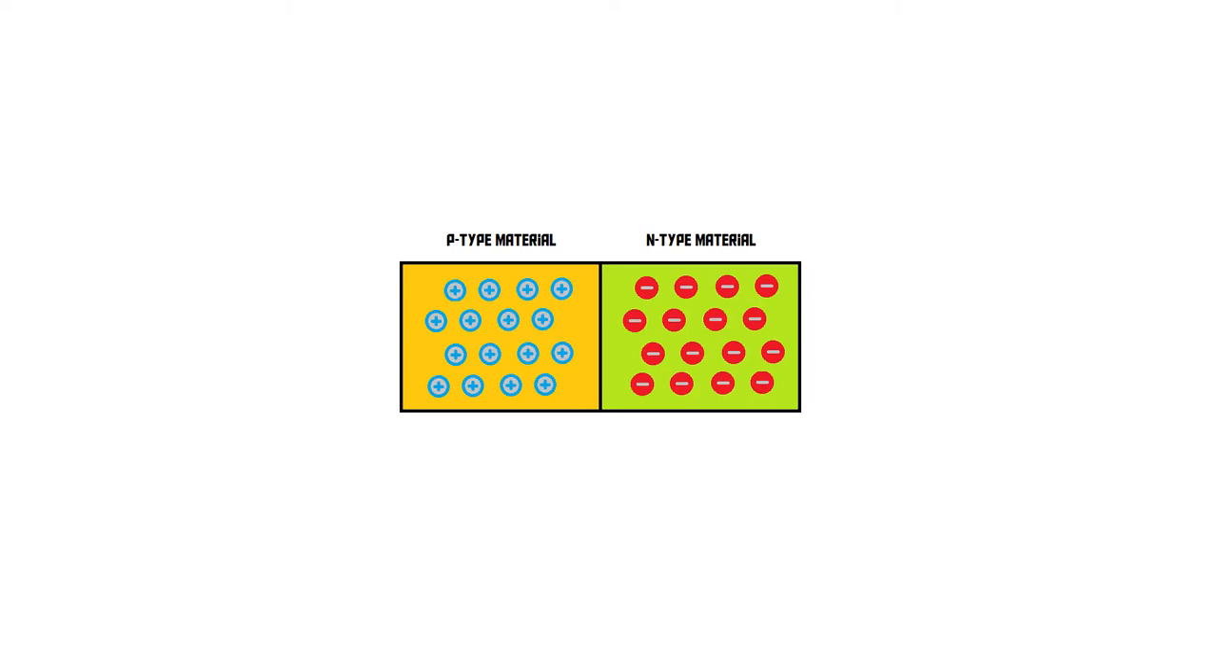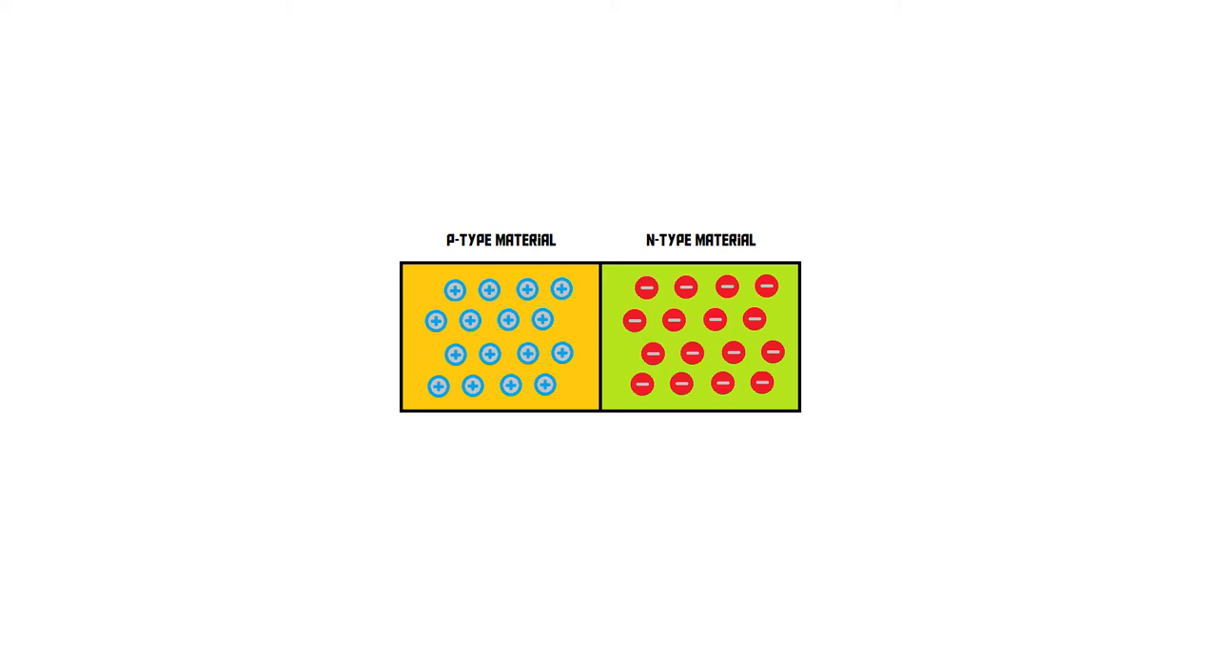So how does a diode manage to do this? Well, this is a schematic drawing of the inside of a diode. A diode consists of two materials that have been put together, which are a P-type material and an N-type material, which are both semiconductor materials.